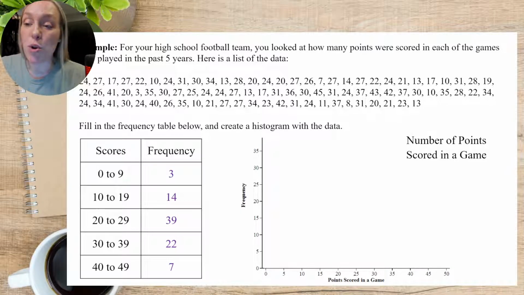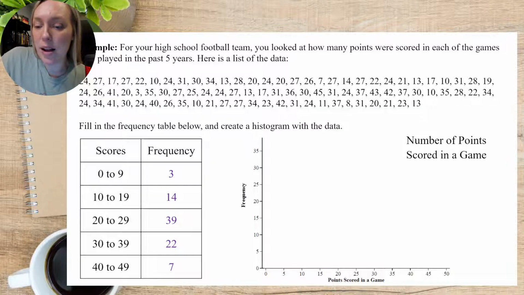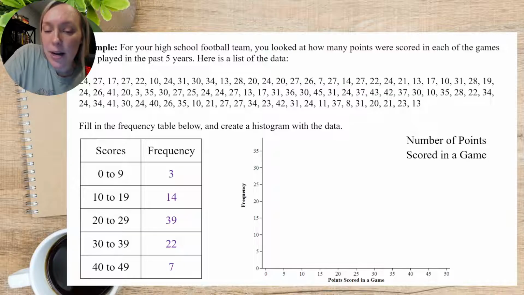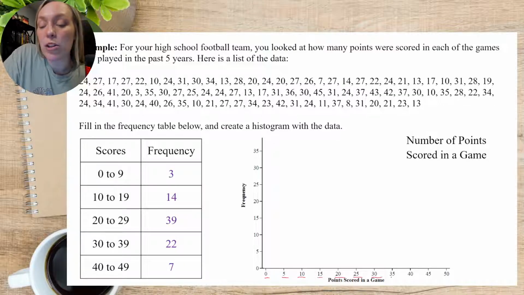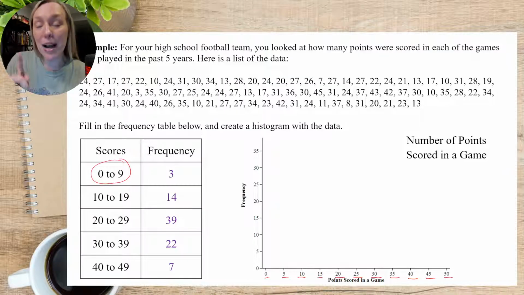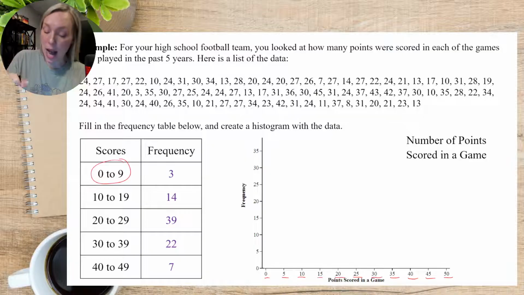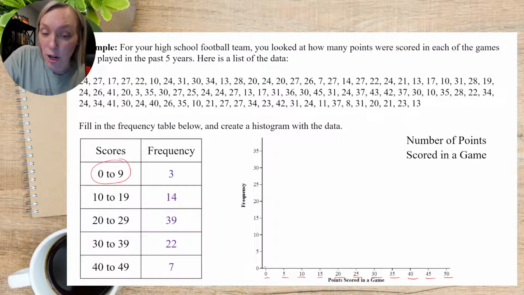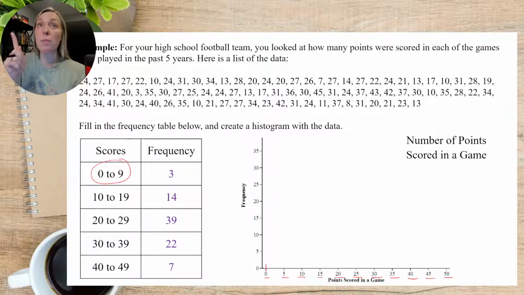So here's the number of points scored in a game. Okay, so I labeled my x-axis, points scored in a game, and I labeled my frequency. Now notice I went up by 5s here, but I am going to go up by my intervals when I make the bars. So my first bar represents the scores 0 to 9. But remember the way I have to make histograms, I have to go starting value. So I'm going to start at 0 and I have to go up to, but not including the last value on my graph.